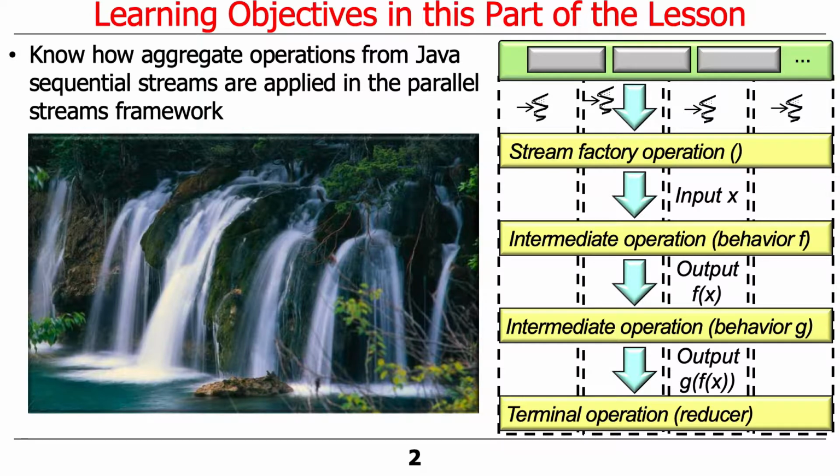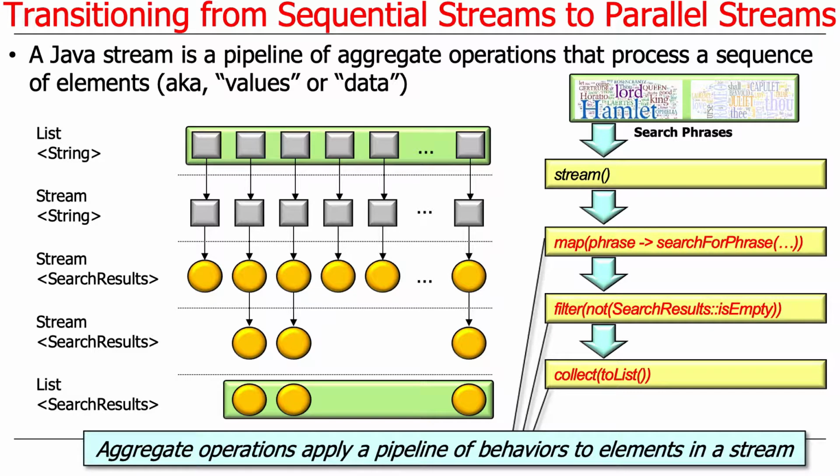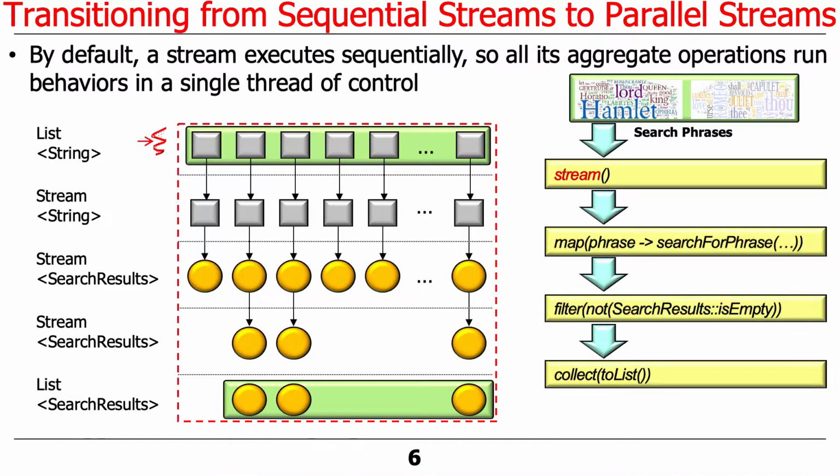And we'll give a high-level view first, and then we'll drill down from lots of different points of view. So hopefully this is just a quick recap. A stream is a pipeline of aggregate operations that process and typically transform some kind of sequences of data, elements, values, whatever you want to call those kinds of things, much like we talked about before with our SearchStreamGang program. These aggregate operations apply these pipelines of behaviors to elements that flow through the stream. As you can see here, we have intermediate operations. We have operations that are terminal operations.